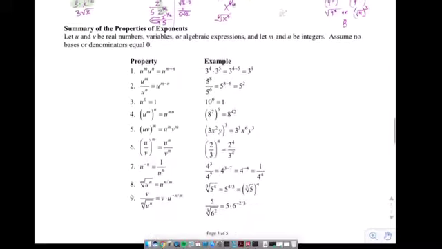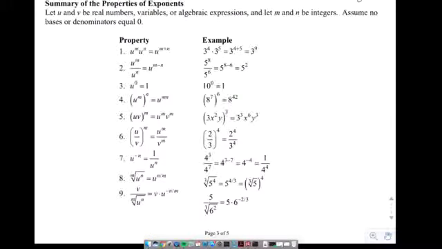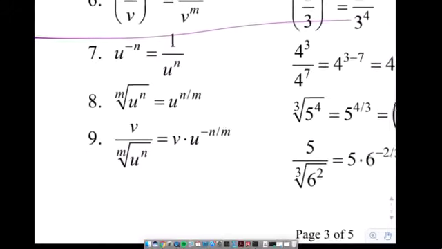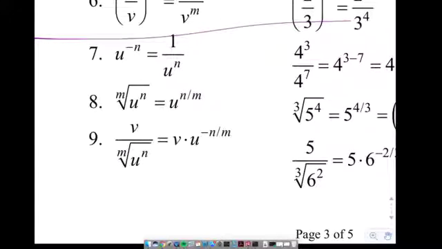Let's summarize then the properties of exponents. We've already gone 1 through 6. We did that yesterday. So kind of the new ones today are 7 and 8, and then 9 is a combination of both. A negative exponent is not a radical.